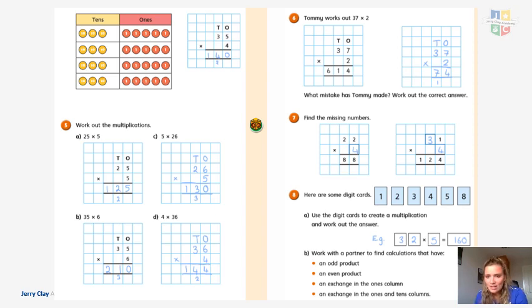For number 7, to find the missing numbers, that was quite a nice easy one for those two. And then obviously for number 8, you might have lots of different ones, but there is just one example that you could have used.